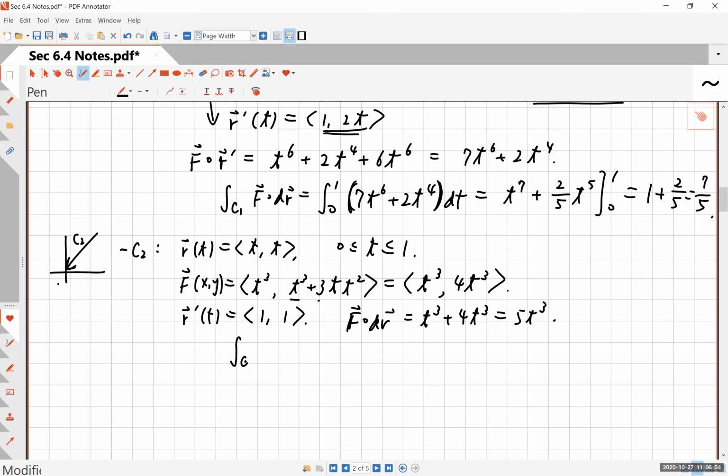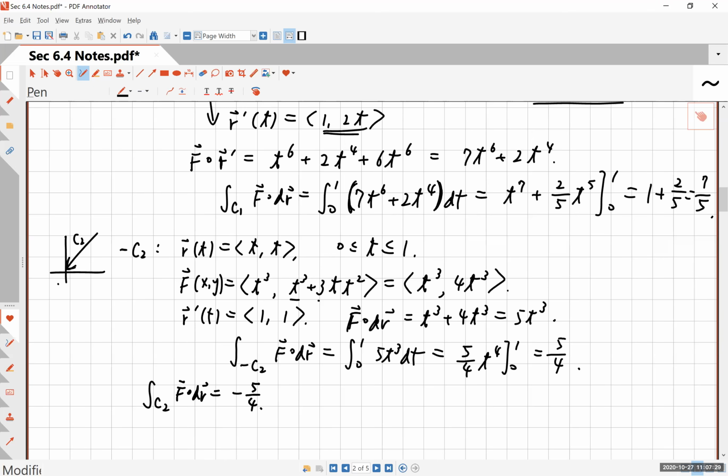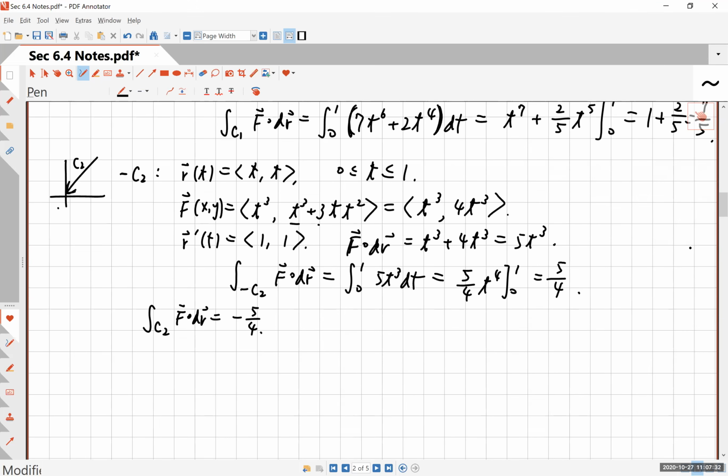So the integral over the negative of C2 of f dr, remember I'm going backwards, is the integral from 0 to 1 of 5t cubed dt, which is 5/4 t to the fourth, going from 0 to 1, and that, of course, is 5/4. And so by the way, this means that the integral in the opposite direction, C2, will be negative 5/4, right? I'm just changing the sign because now I'm considering C2 in the correct direction.